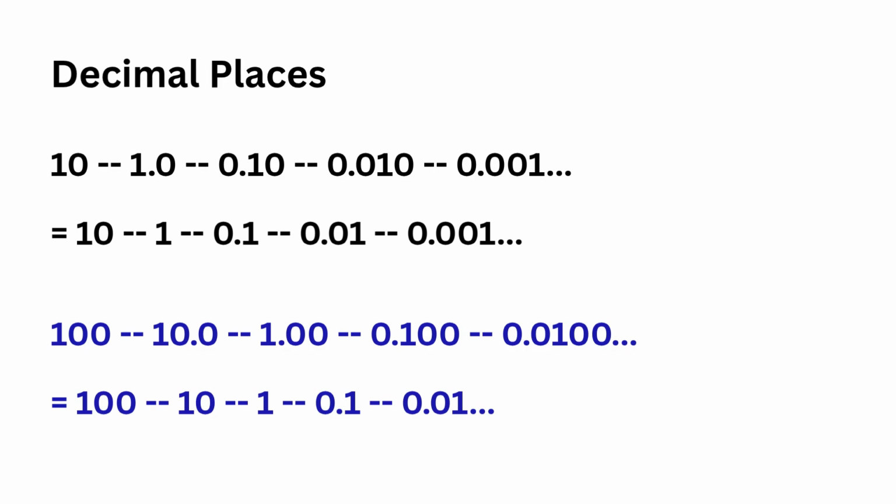Then if you need to move it two decimal places, you move it 2 times, and you can see it becomes 0.1. If you're moving it 3 times, 1, 2, 3, it becomes 0.010. The extra 0 on the right does not change the value. I'm just adding it so that you see exactly what it is. You can see 10 moves to 1, then 0.1, 0.01, 0.001. So whenever you're moving it, you move it from right to left, the number of times you're supposed to move it.